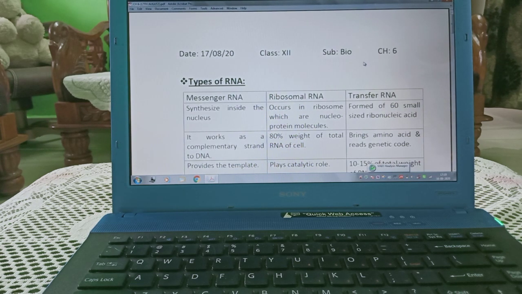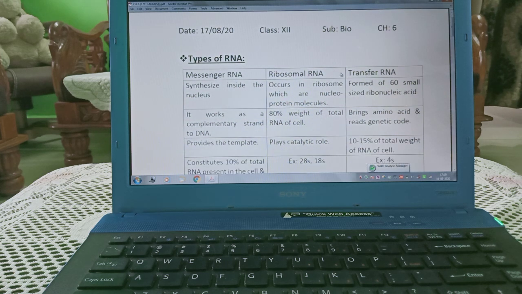Three types of RNAs are there: messenger RNA, ribosomal RNA and transfer RNA. As we know, messenger RNA is responsible for taking the messages. Ribosomal RNA is present on ribosome, and transfer RNA transfers the messages from one place to another.